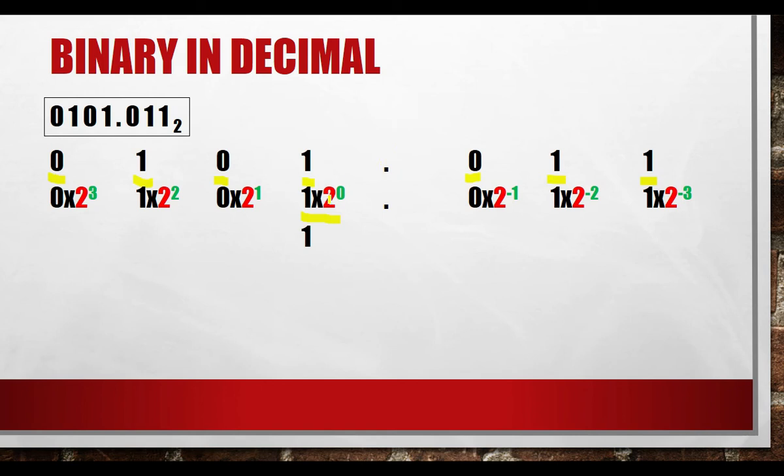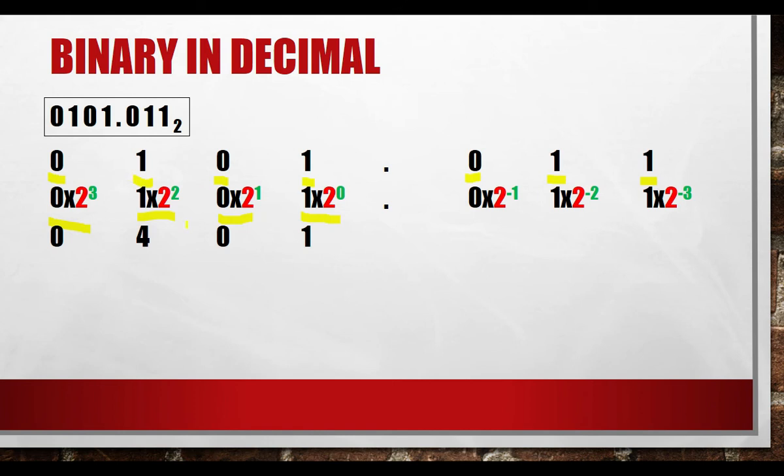So 2 raised to 0, this gives us 1, and 1 times 1, that is 1. And for the second bit, that is 0, and for the third bit, 2 raised to 2, that is 4, and 4 times 1, this gives us 4. And for the last bit, this is 0.